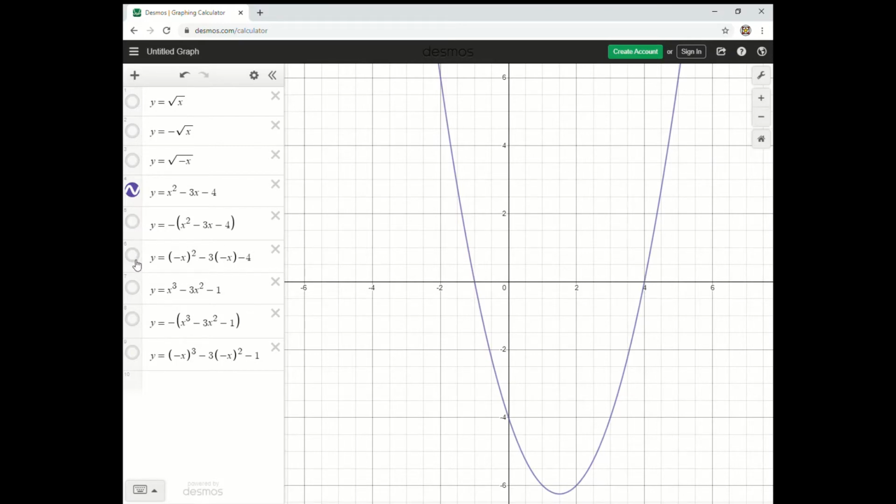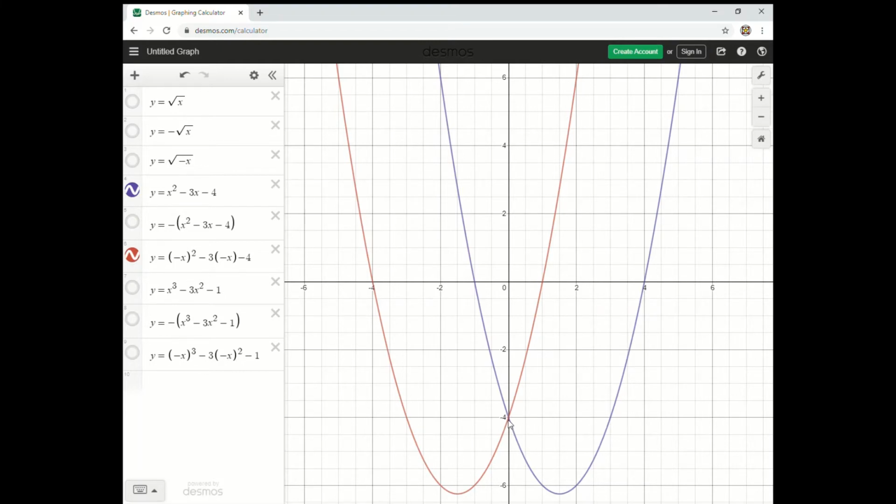If, however, we're taking the negative inside the function, so rather than x squared, I have minus x all squared. Rather than 3x here, I have minus 3 times minus x. You notice the minus x is in brackets. Still got the minus 4 on the end. Then we're going to expect to see this in the x direction. And we're going to expect to see the invariant point on the y-axis.